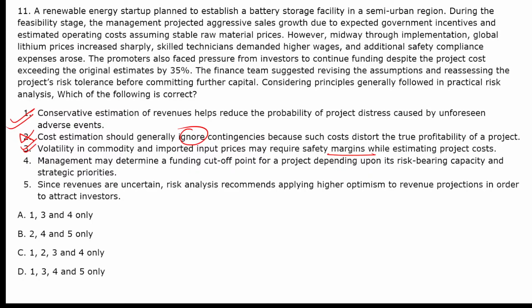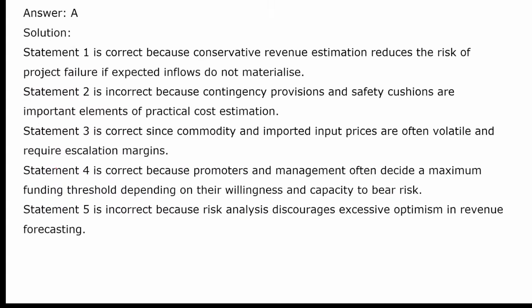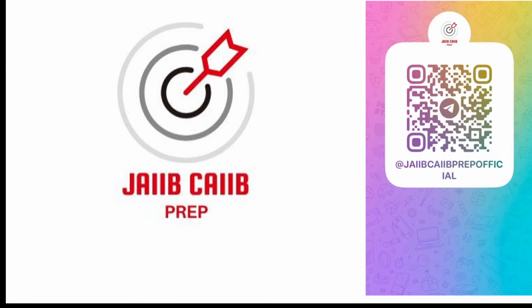Next. Management may determine a funding cutoff point for a project depending upon its risk bearing capacity. Correct. Since revenues are uncertain, risk analysis recommends applying higher optimism to revenue projection in order to attract investors. Wrong. We are not talking about investors, we are talking about certainty. This is wrong. So A is the correct answer, since 2 and 5 are not correct. So this is all about this unit.